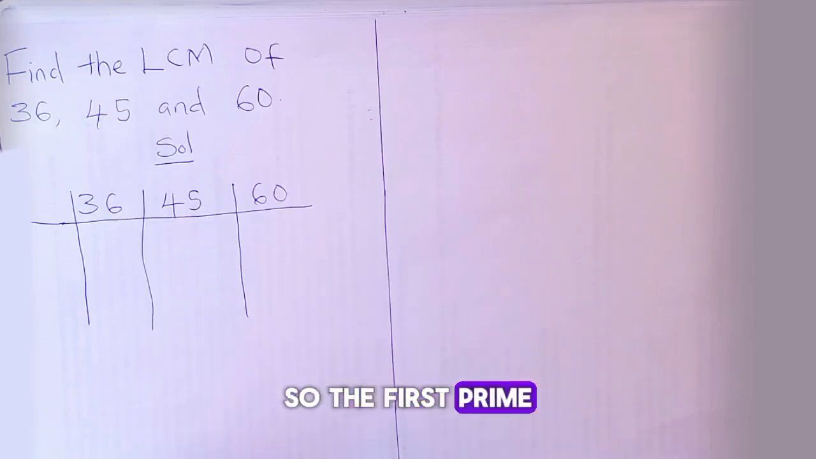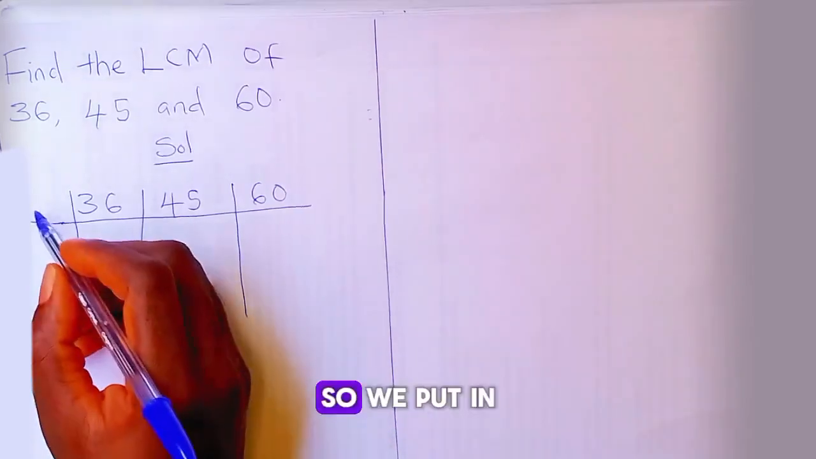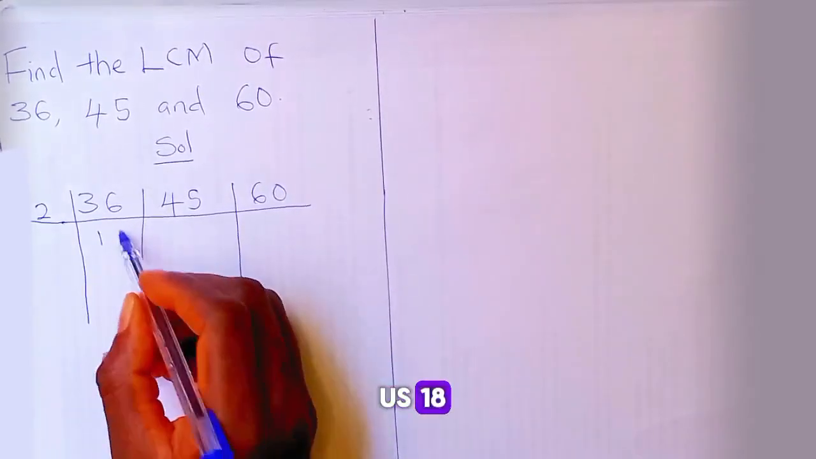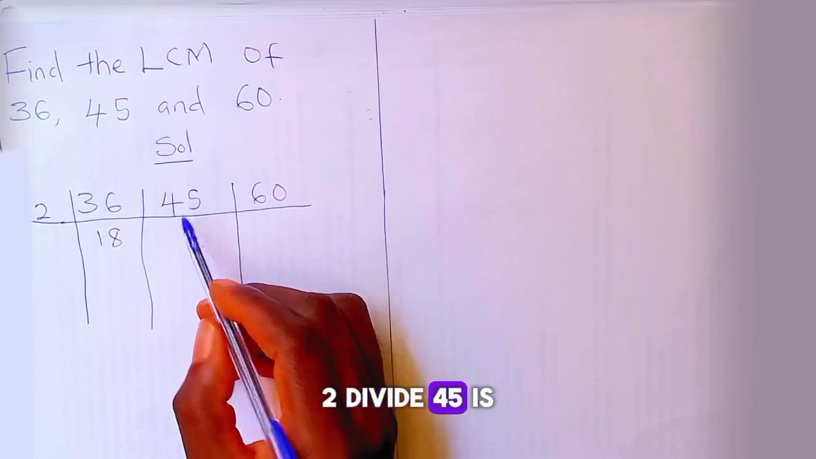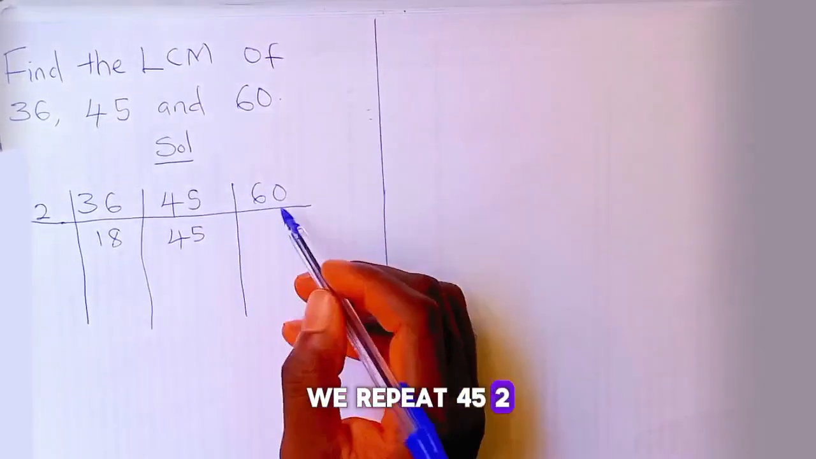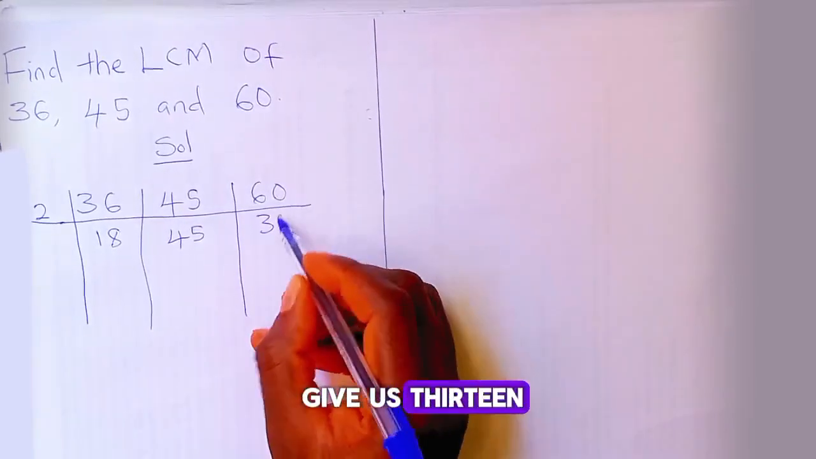Okay, so the first prime factor is 2. So we put in 2 here. 2 divides 36, that will give us 18. 2 dividing 45 is not possible, so we repeat 45. 2 divides 60, that will give us 30.